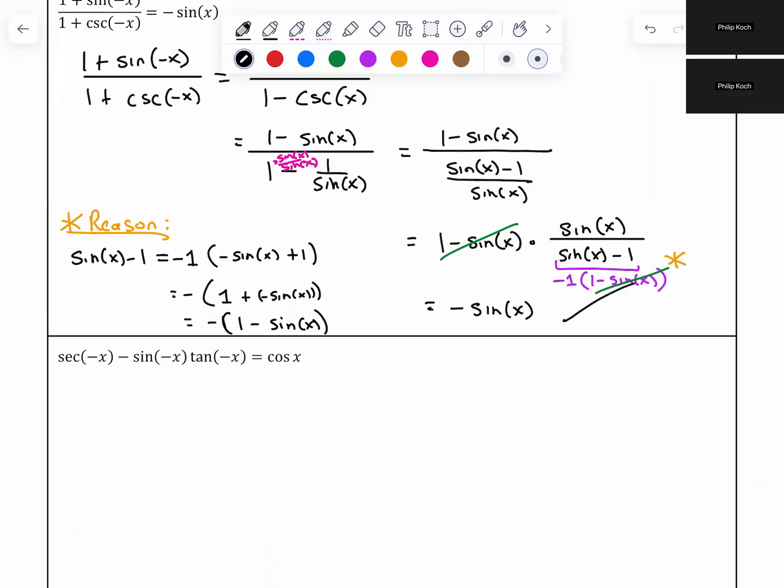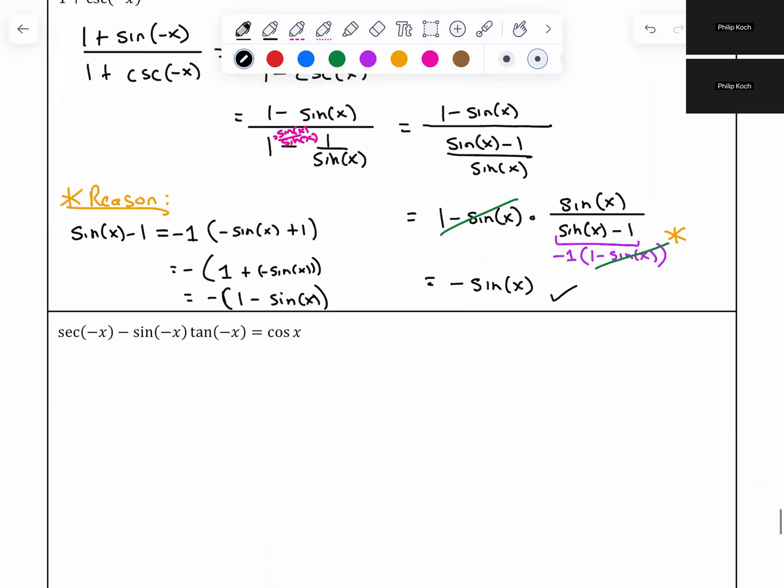Any other questions on this one? So we get to put a cool check mark. Last one. Always change the negative x's into positive ones by using the even and odd properties. If you can get everything into the same variable, that's the key. So secant is 1 over cosine. Cosine is even. So this becomes secant of x.